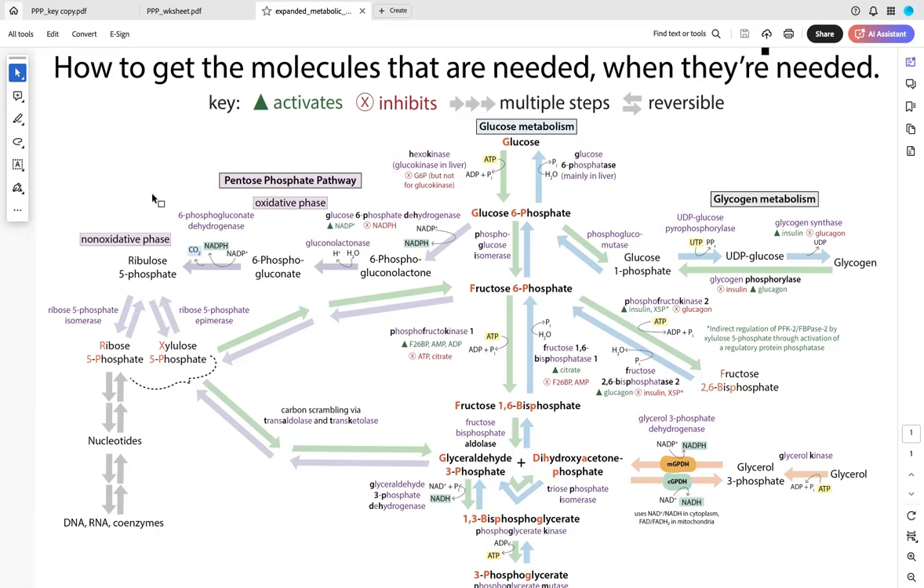Another thing that might be shown on a pathway is multiple arrows in a row. This is showing you that you have a multi-step reaction. So this isn't going directly from ribose 5 phosphate to nucleotides. It's actually multi-step. This takes us back to thinking about something else about the pentose phosphate pathway.